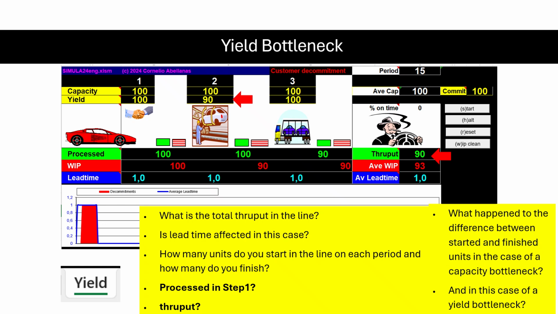How many units do you start in the line on each period and how many do you finish processed in step 1? Throughput? What happened to the difference between started and finished units in the case of a capacity bottleneck? And in this case of a yield bottleneck?